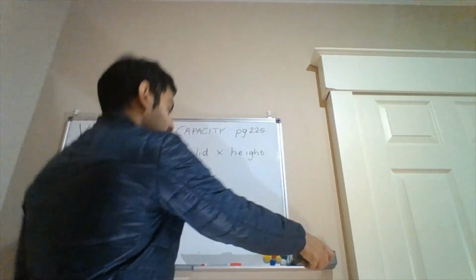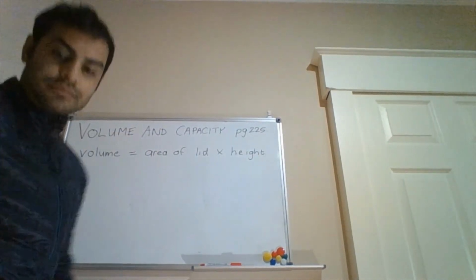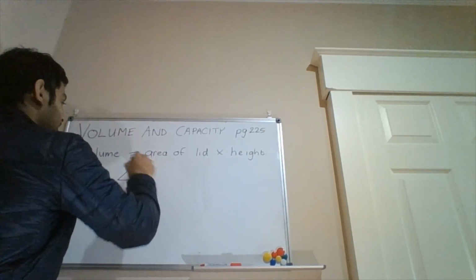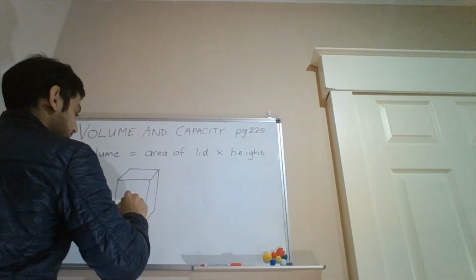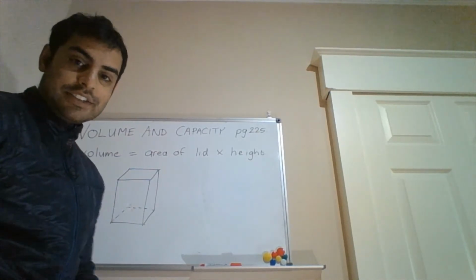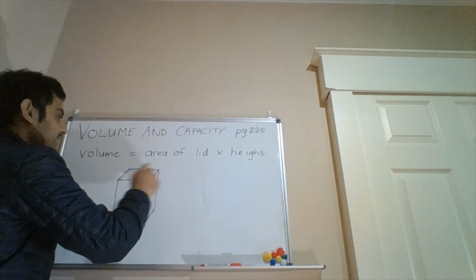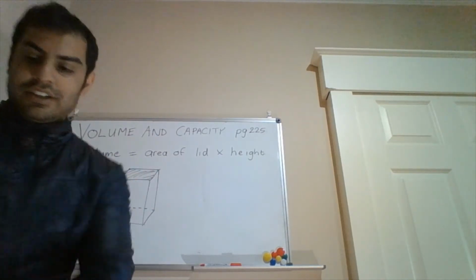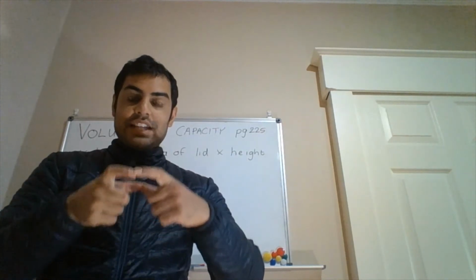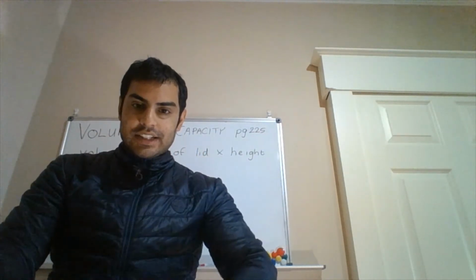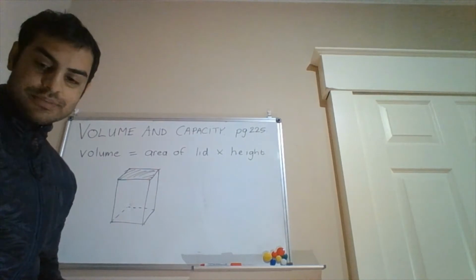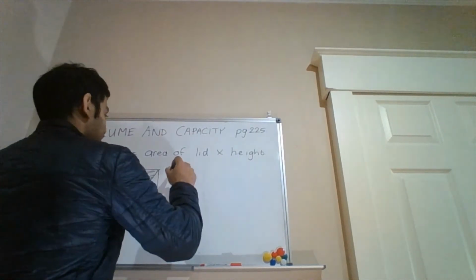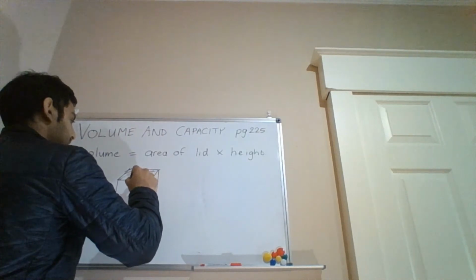Same story if we're looking at a box. In this case, our lid is this square or rectangle at the top, and when we times that area by the height, we're getting all the squares from top to bottom, and we specify the entire box.